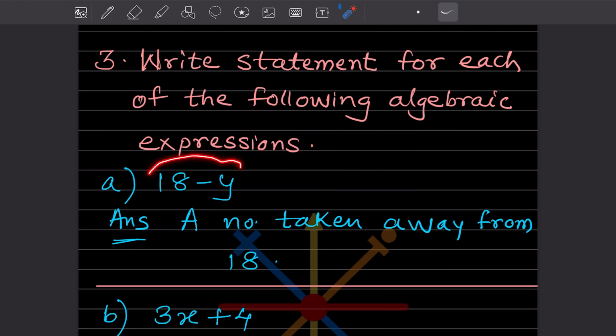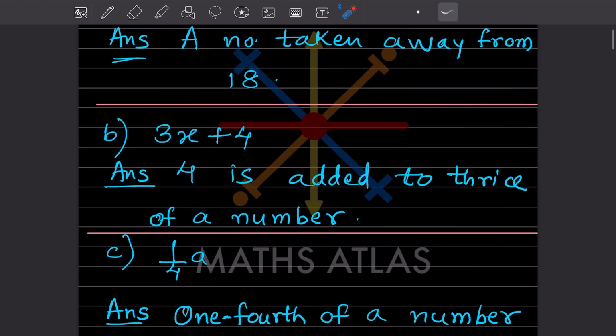Now here this is 18 minus y. So what are you going to write for this one? This y is a number, right? When we do subtraction, we say taken away from 18. So that is the statement. Now see here 3x plus 4. What is done here? We can write the statement as 4 is added to 3x, meaning thrice of a number. As we have seen in the previous one, 3 into x is thrice of a number.